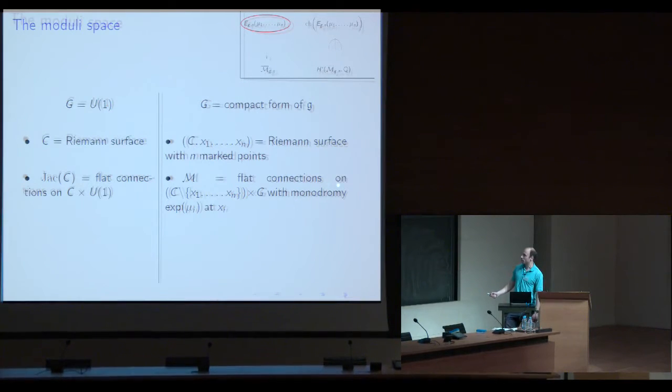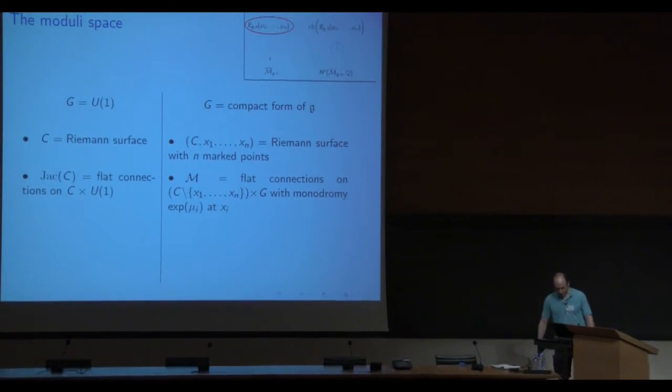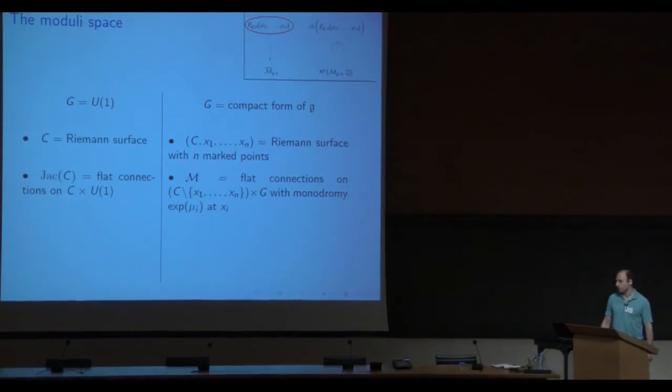Okay, so now there is a moduli space that I'm going to describe in general on the right, and in the particular case G equals U(1) on the left. This is the simplest example, though to be honest not exactly a particular case, because U(1) is not a simple Lie group. In general, it's SL_n; here I take U(1) instead. So in the simplest example, you just take a Riemann surface. In general, you take a Riemann surface with n marked points.